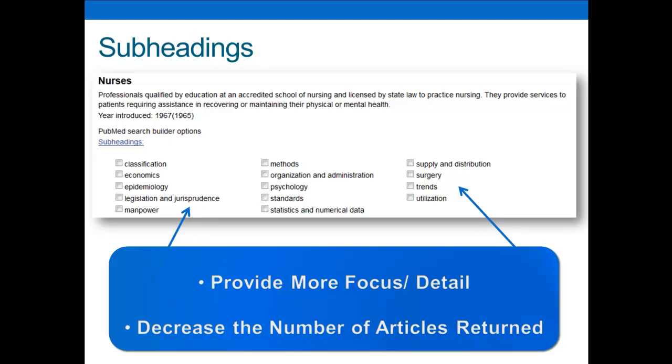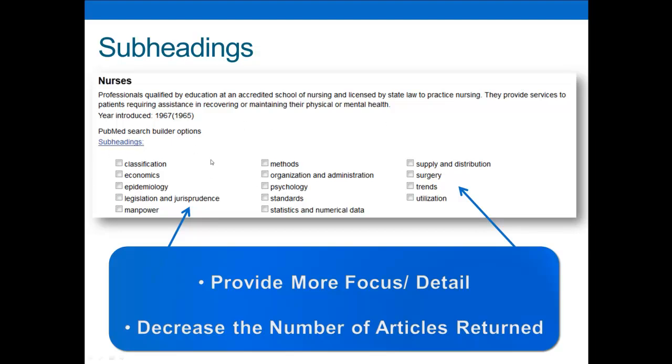What these subheadings will do is look at a certain aspect when it comes to nurses. Like you may want to look at how they're organized in the administration when it comes to nurses. Or you may want to look at nurses and standards, like what it takes to become a nurse. Or you might be interested in the supply and distribution, depending on what your interest is or what your question is. When you use subheadings, it'll always decrease the number of articles you have returned to you. The more of them you click, the more articles you'll get. If you click none of them when you're doing a search, it'll look at all of them.